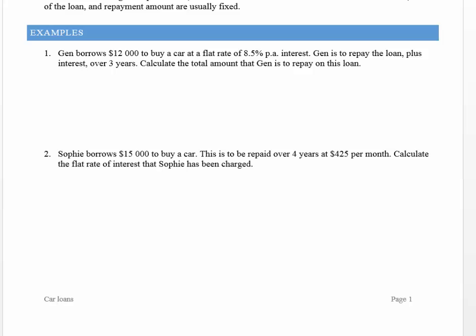So if we have a look at this first question, Jen borrows $12,000, so we're going to highlight the important words, at a flat rate of 8.5%, that's the interest rate, and she gets to repay the loan plus interest over 3 years. It says calculate the total amount that Jen would repay on this loan. Now the first thing I want to highlight is this word flat rate, which simply means simple interest. So anytime you see that, you're going to be thinking about simple interest.